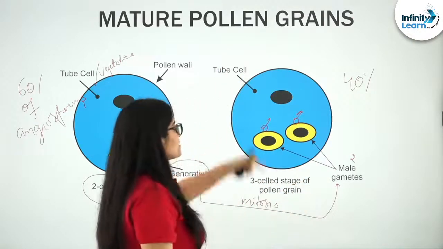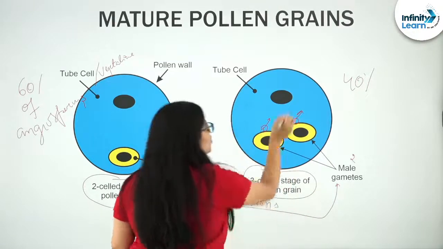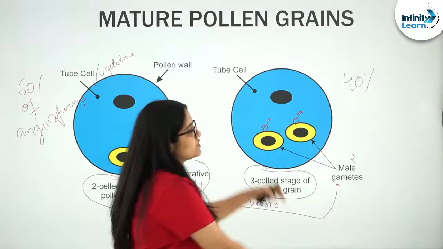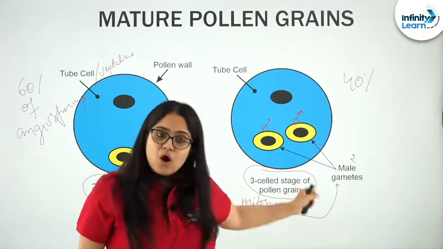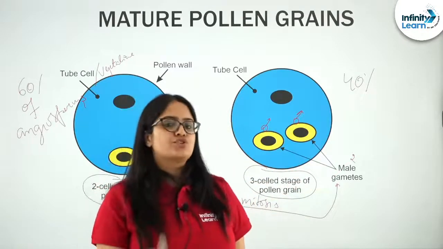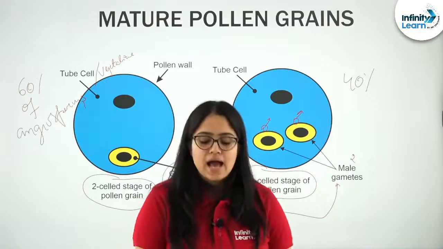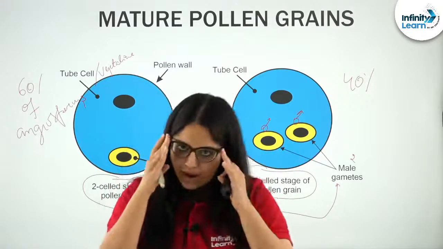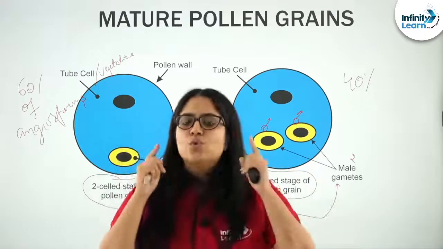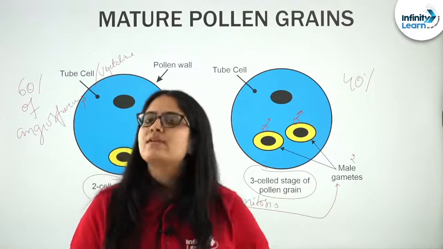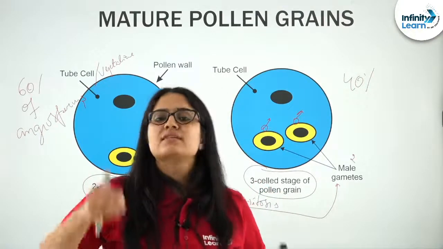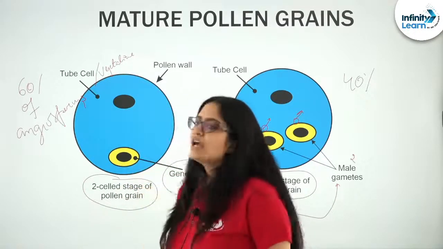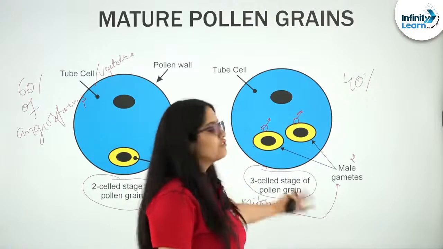So, this is a pollen grain at the 3-celled stage. Inside this pollen grain, there is one tube cell, also known as the vegetative cell, and two male gametes. After formation of these 3 cells inside a mature pollen grain, the anther will undergo dehiscence and pollen grains will be released. This happens in 40% of the angiospermic plants. The objective of this slide was to help you understand those important lines given in NCERT, where it says that in 60% of angiospermic plants, pollen grains are released at the 2-cell stage, and in the remaining, the pollen grains will be released at the 3-cell stage.